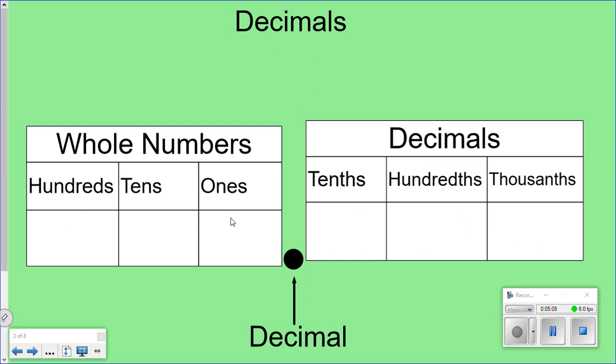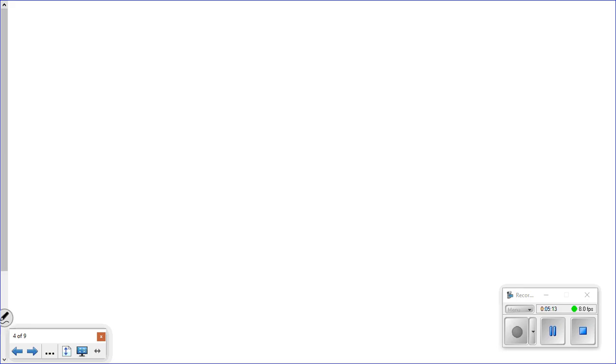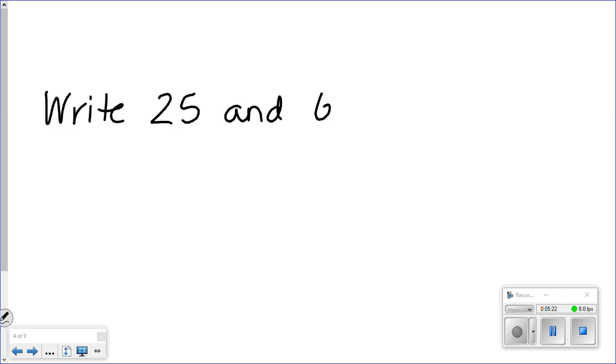Okay, so the next thing I want to do is go to what that problem looked like in your pretest. It says something like this: Write 25 and 6 thousandths. Okay, so how would you write that?